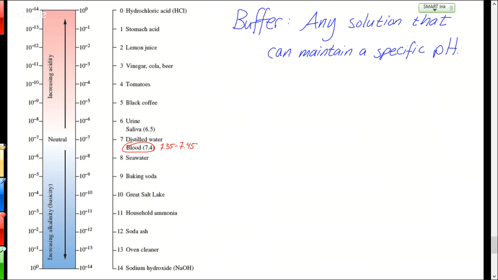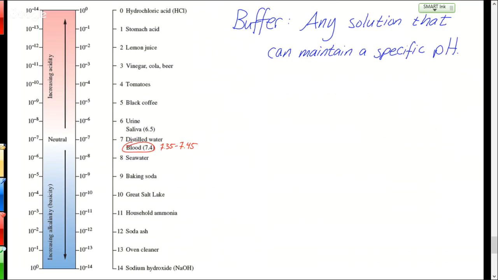So a buffer is a solution that can maintain the pH. The reason that it works that way is really interesting, but I don't think we need to get into it here, and we're getting low on time, with other stuff that we need to talk about tonight. So it's not in the objectives. You don't need to know the specifics of how buffers work. If you're curious about it, they talk about it in the book, or I can explain it to you sometime. It's pretty interesting, but it's just any solution that can maintain a pH.